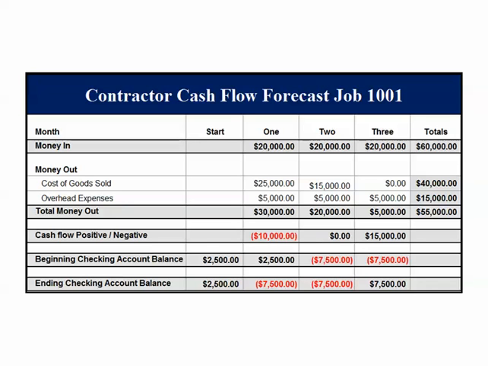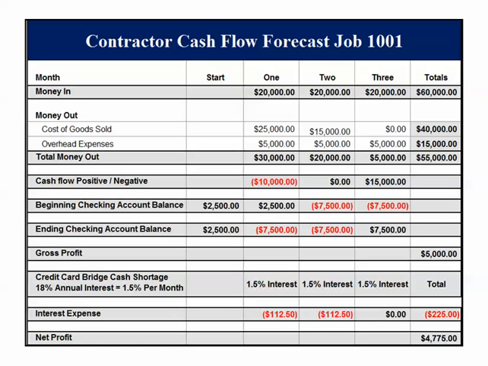Now, as an accountant, I'm always looking to see what are both the opportunity cost and the hidden cost. So let's take a look here. I'm going to say in this example that the contractor used his credit card as a bridge loan. So again, that $2,500 in the first month, and then $7,500 negative. What took place was at 18% annual interest, he was paying out $112.50 in interest charges for 2 months. Nothing here because he paid it all back. But just make a quick note to yourself. He lost $225. It was interest expense of $225 in his job. So the real net profit was $4,775.